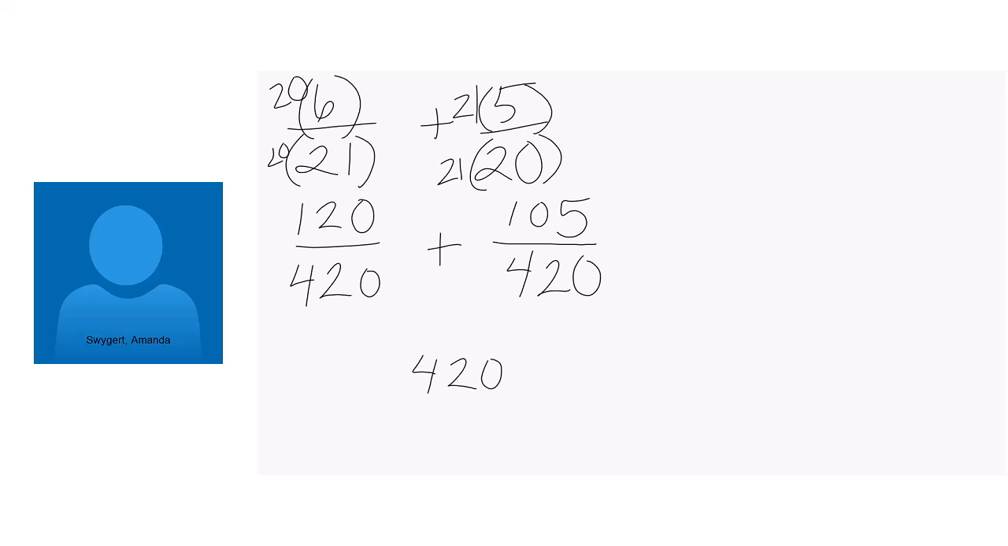So now I can add them together. I'm going to keep that denominator. So 120 plus 105. So we have 225 out of 420. This could be reduced, okay? And if you're dealing with higher numbers, it's going to take you a little bit longer to reduce, but you'll get to it eventually, okay?